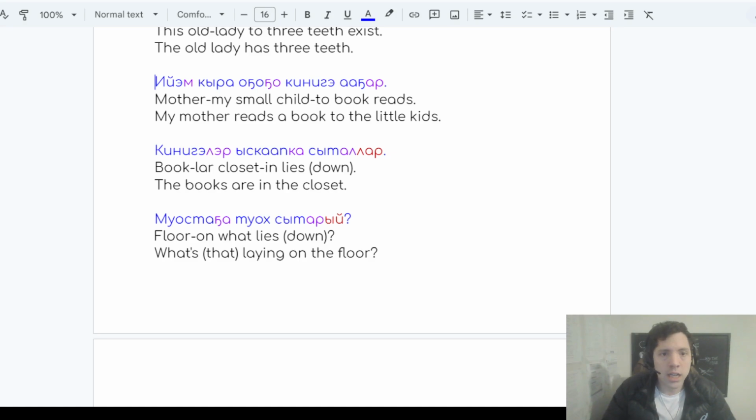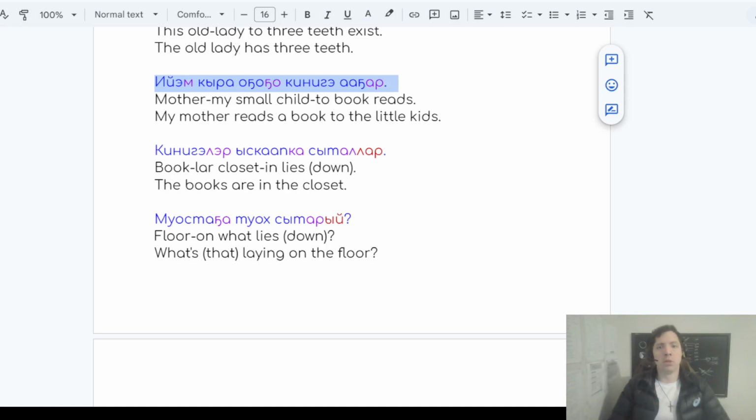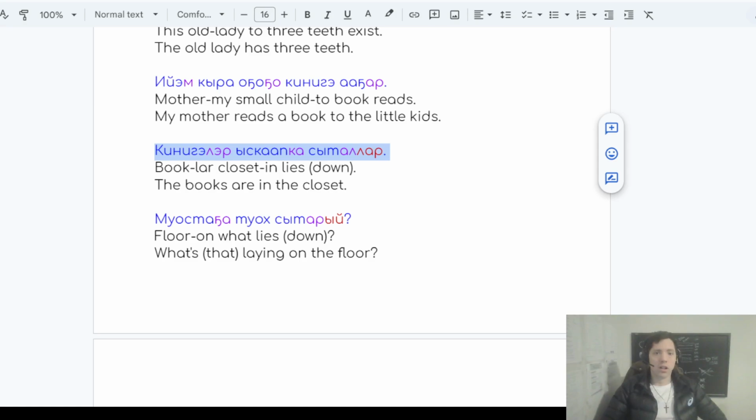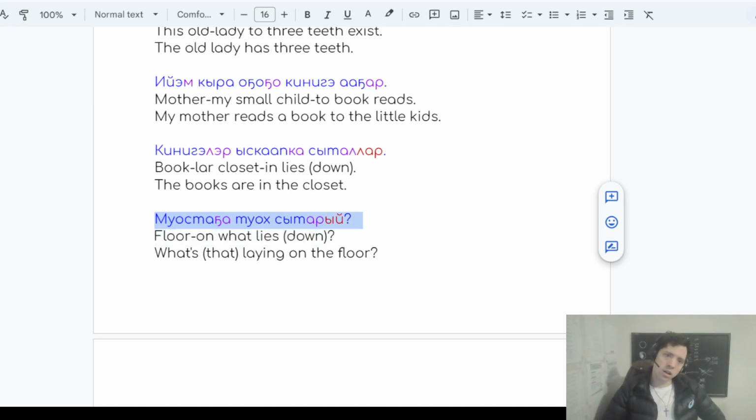Almost done. Iem kara agaga kinige agar. My mother reads a book to the little kids. Then, kinigeler eskapka setallar. The books are in the closet. It's saying the books lie in the closet, though, but we're literally saying. Alright. Bostaga tuach setari. What is that lying on the floor?